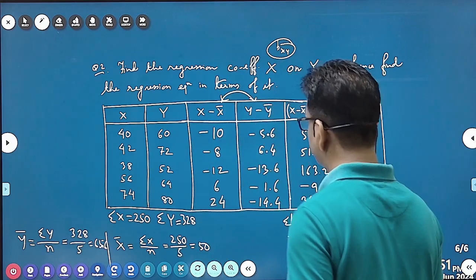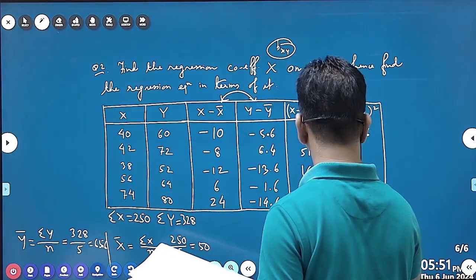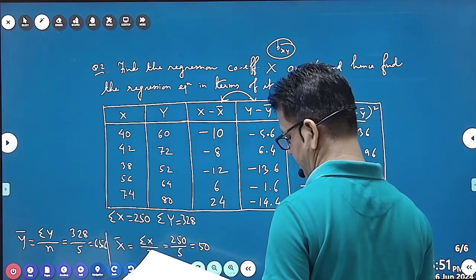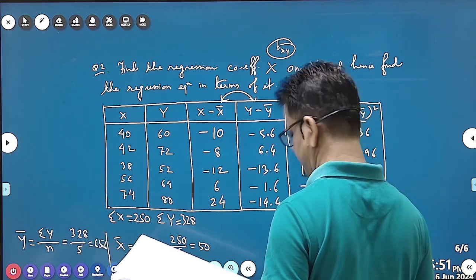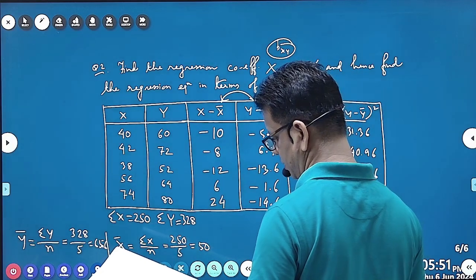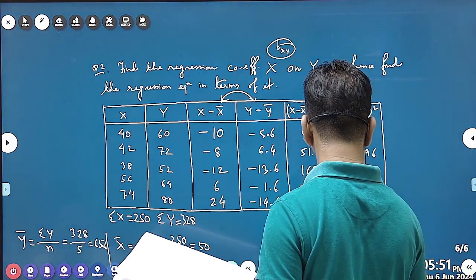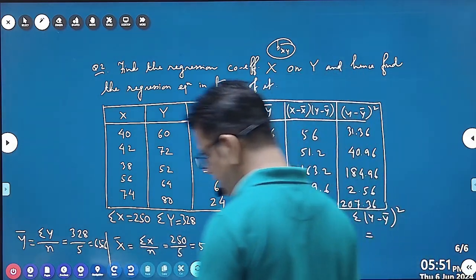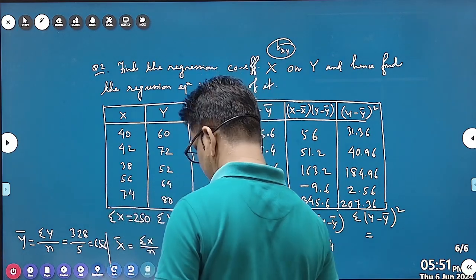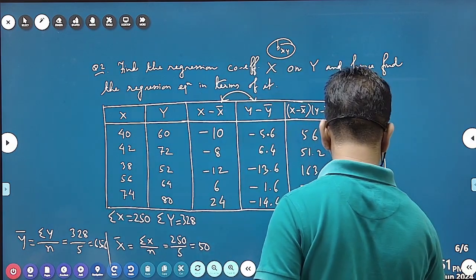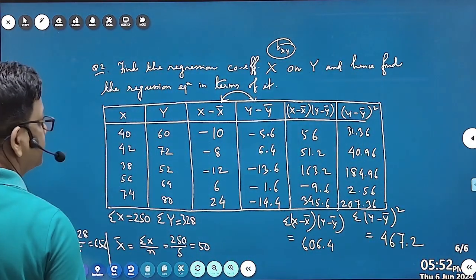Then the whole square. The whole square of this will be 31.36, 40.96. Anything wrong? 184.96. Then this is 2.56. And then this is 207.36. Correct? Now after adding, I'm just writing his answers. So he got 606.4. Getting it? Then he got here 467.2. Now the question was done, everything is okay.